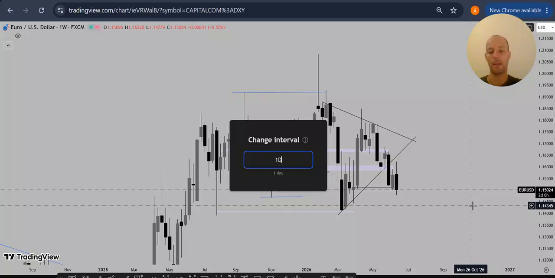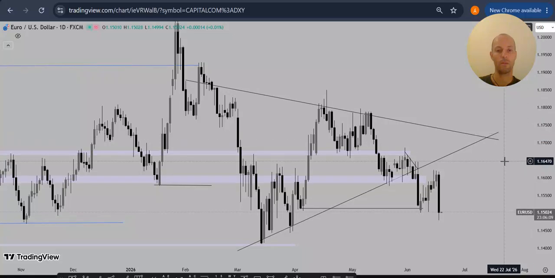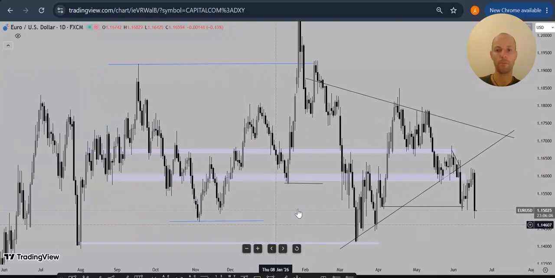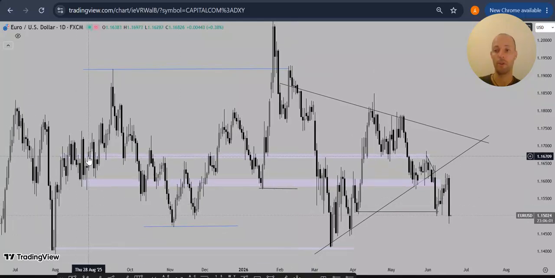Now we're going to go to the daily time frame. On the daily time frame, I've marked two areas where price reacts quite a lot. First here, we can see that price is reacting quite a lot at this level. Price breaks it, then retests it, then goes back. And then we have a second one here. Price comes once, twice, three times, four, five, six, seven, eight, nine, ten times, and then breaks it.